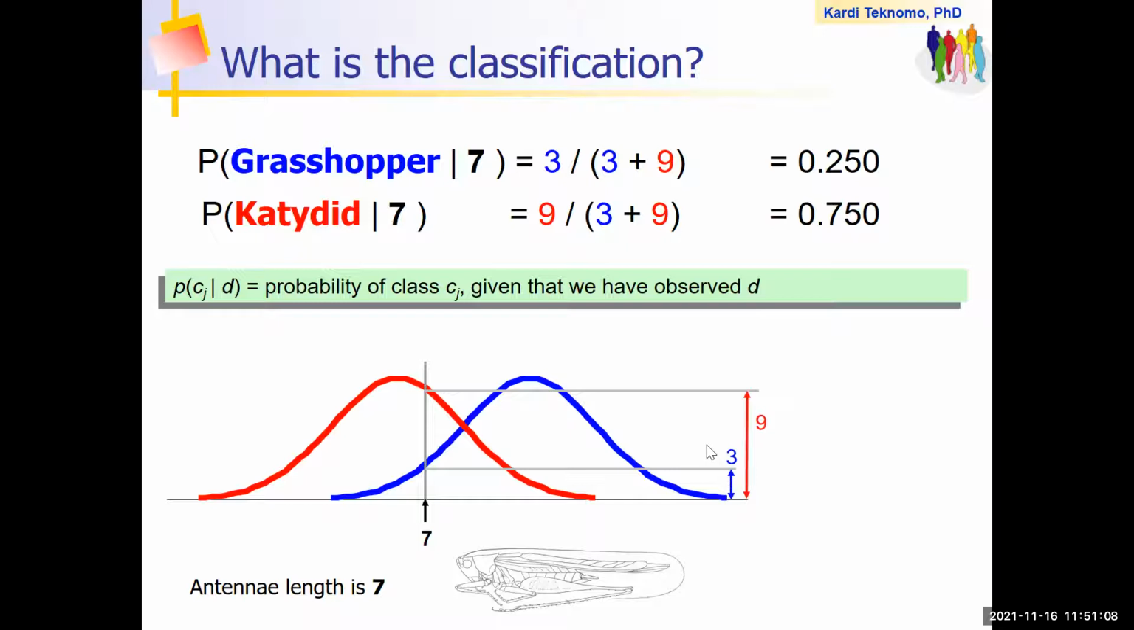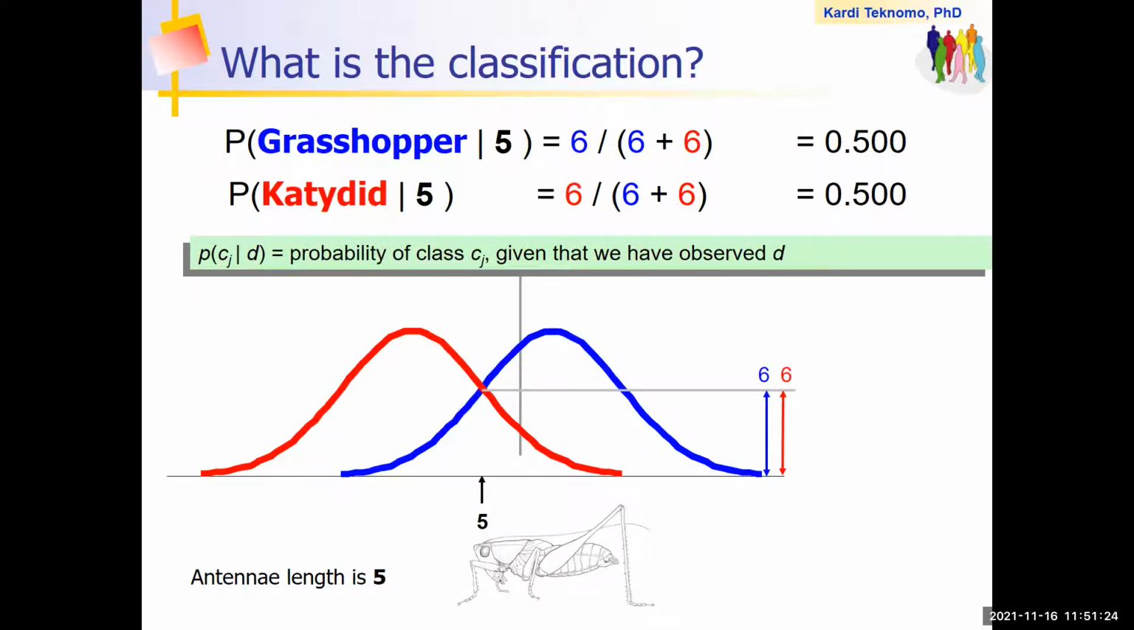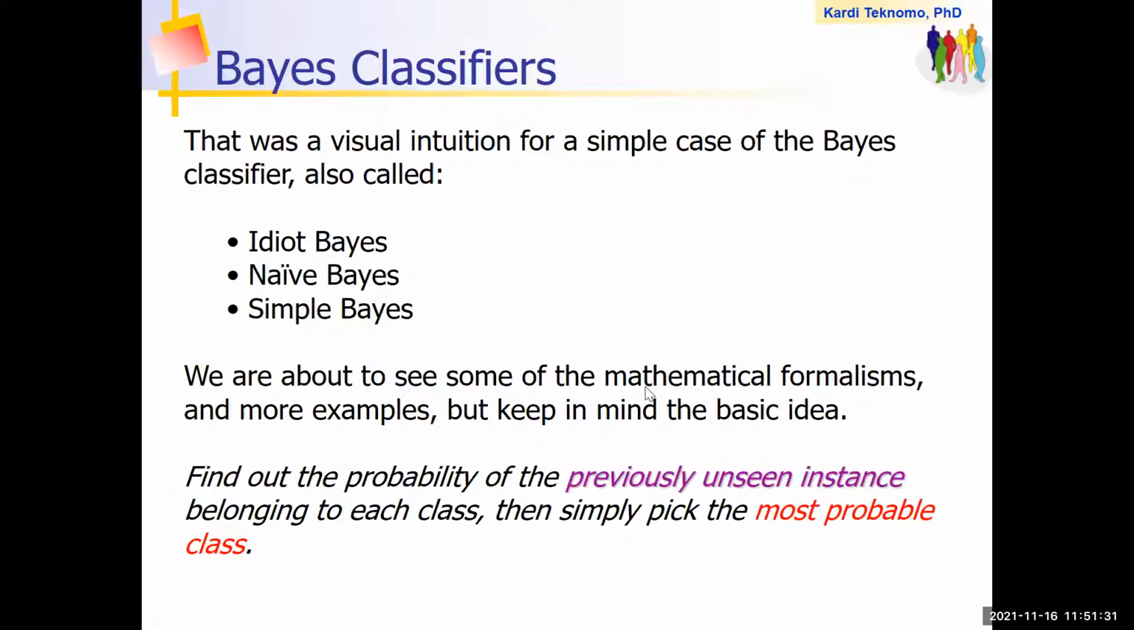Then you will ask, that is if the value is actually a number, then you set it as a normal distribution. How about if the value is not a number, but a string? Here is an example. This is 5 and 5, so they are equal, so you don't know the classification in this case. So naive Bayes is very easy. Super easy. That's why it's called naive or idiot Bayes, simple Bayes.